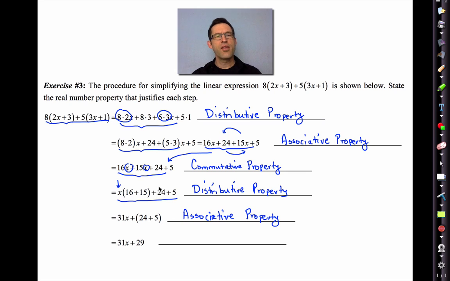All right. In other words, if I can just group those together, I will. Now, this last one didn't really need a line. Not really sure why I had one there. But we don't need one there. There is no property that justifies why 24 plus 5 is 29. It's just the way it is.